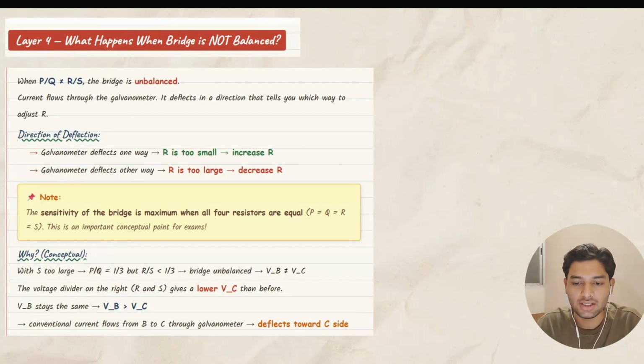So why conceptual? With S too large, P by Q equals 1 by 3, but R by S will be less than 1 by 3. So the bridge is unbalanced, then VB is not equal to VC. The voltage divider on the right, R by S, gives a lower VC than before. VB stays the same, so VB is greater than VC. So conventional current flows from B to C through the galvanometer, which deflects towards the C side. It means the current now flows in the opposite direction, from C to B. That's why we need to have our Wheatstone bridge balanced.